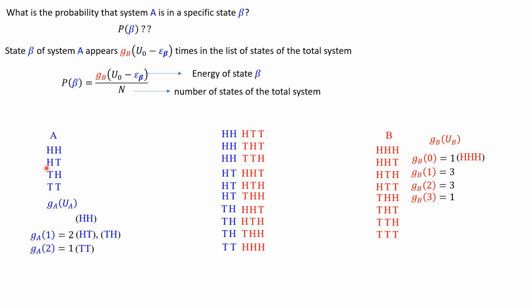If we ask what is the probability of finding system A in the state HT, the answer is again 3 out of 10, because the state HT appears in 3 of the states of the total system. If we ask what is the probability of finding the state TH, the answer is again 3 out of 10, and the probability of finding the state TT is 1 out of 10.